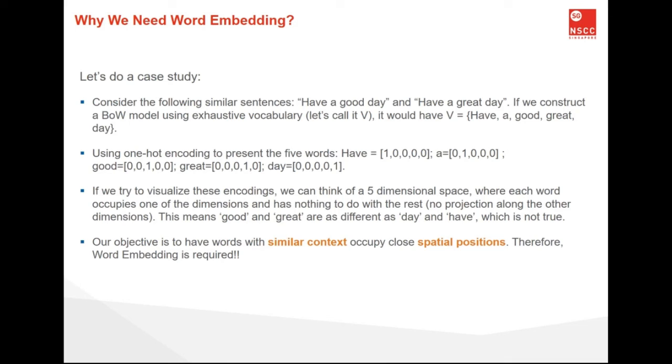If we try to visualize these encodings, we can think of a 5-dimensional space where each word occupies one of the dimensions and has nothing to do with the rest. This means good and great are as different as day and have, which is not true. Our objective is to have words with similar context occupy close spatial positions. Mathematically, the cosine similarity between vectors should be close to 1.